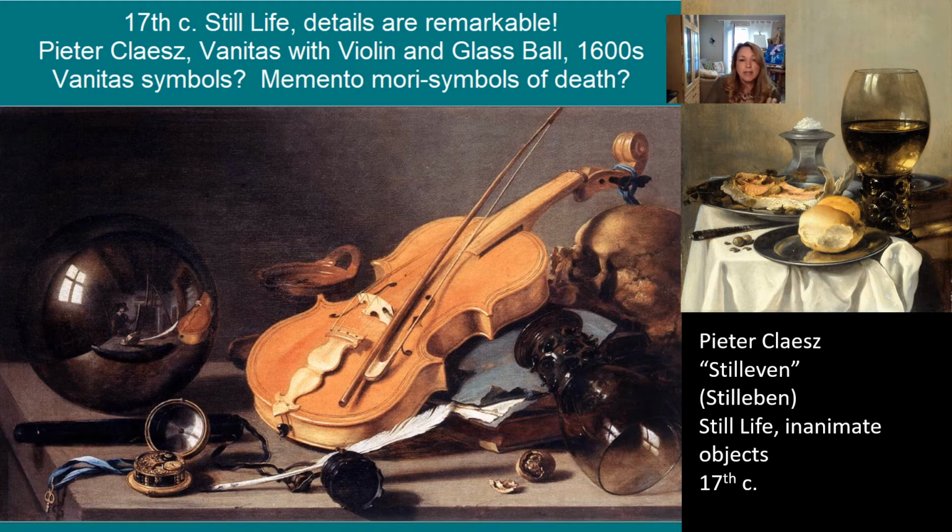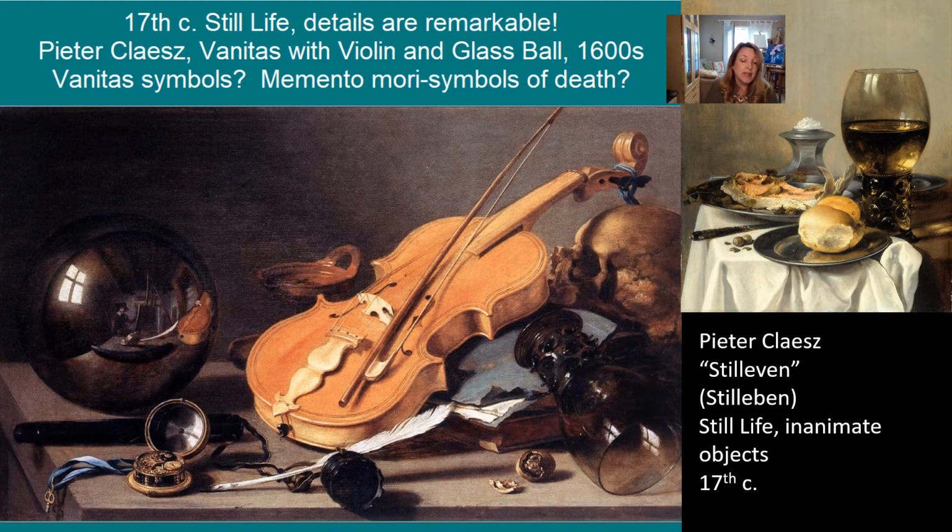So Peter Claesz, still life. The details on this are just absolutely remarkable. Peter Claesz, Vanitas with Violin and Glass Ball, 17th century. And another term for the symbols of death, like for instance, when you see a skull or you see a shell, those are called symbols of death. And a memento mori can be a ring that has a skull on it. And so these vanitas symbols often show up in these works.